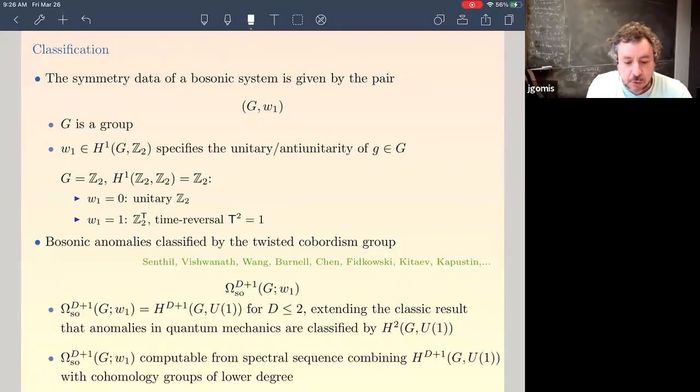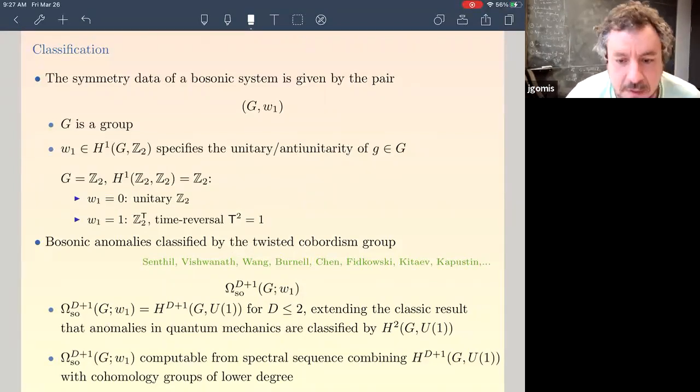For example, if we take the group to be Z2, then there are a Z2 worth of types of symmetries. And if the class is trivial, then you get the standard unitary Z2 symmetry. While if the class is non-trivial, now the generator is antilinear, anti-unitary, and you get the time reversal symmetry. Remember that antilinear operations act by complex conjugation. Good. So after lots of work, it has settled that bosonic anomalies are classified by a particular twisted cobordism group.